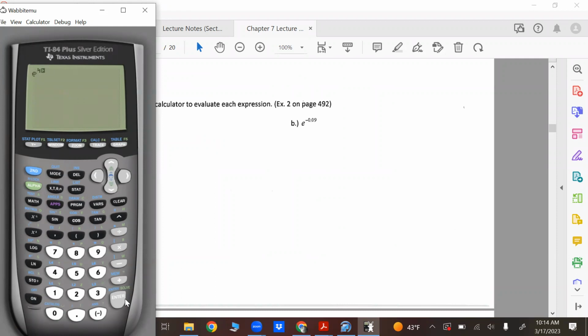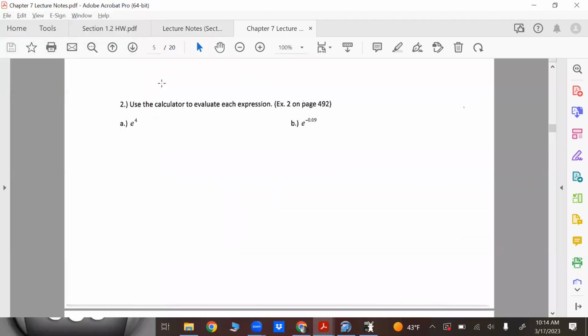e to the 4. Just that. There we go. It's not that hard, right? 54.598. Yeah, I'll tell you how to round it. Again, this is very basic stuff. The whole point of the second example here is just so you know where to locate e in the calculator. That's the whole point of this example.